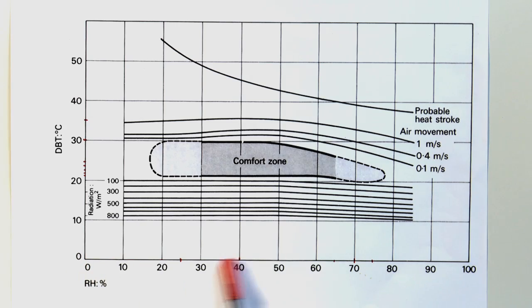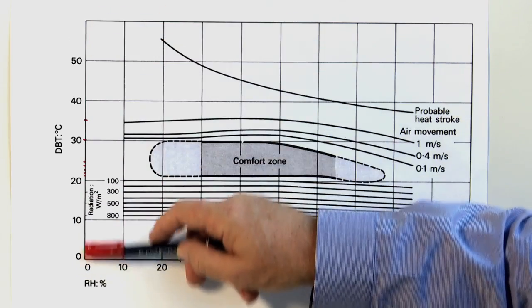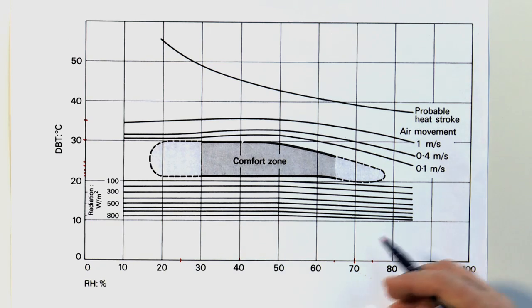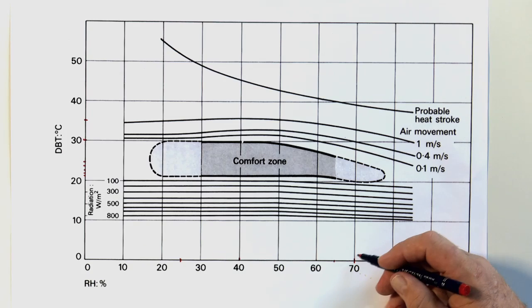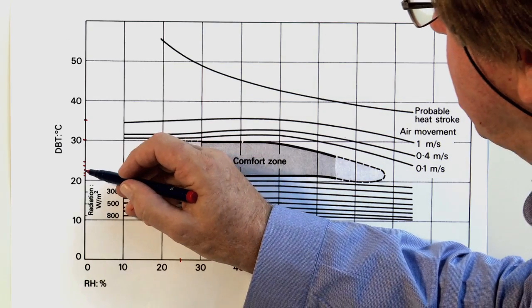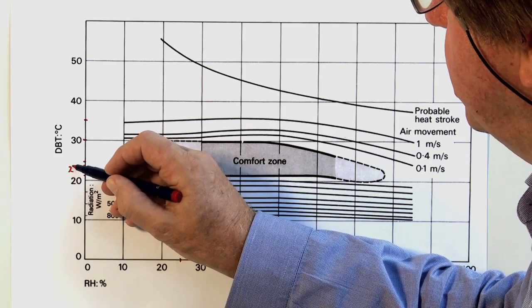On the x-axis, we have the relative humidity. On the y-axis, we have the dry bulb temperature. The relative humidity is easy to plot. In the exercise of a few minutes ago, we had a relative humidity of 70%. The dry bulb temperature was 23 degrees. So 23 degrees plots about here.